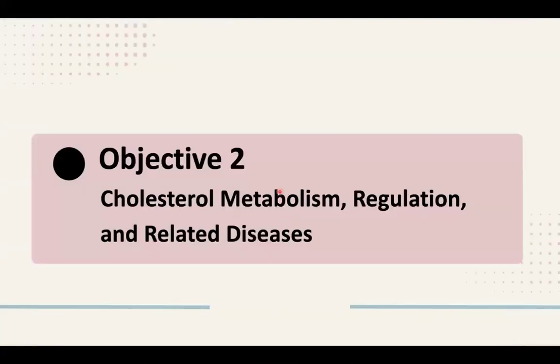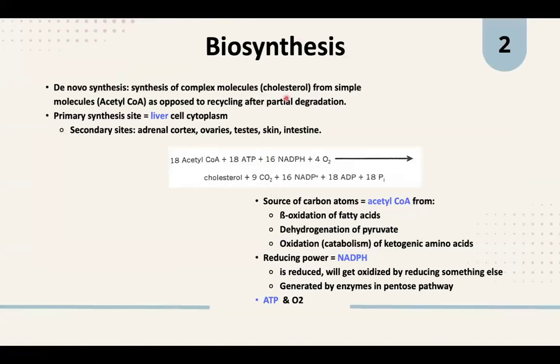All right. Next objective is going to talk about the cholesterol metabolism, regulation, and some related diseases. This part is pretty important, so I want you to focus. Okay, biosynthesis. So the definition of de novo synthesis is basically getting these small molecules and creating complex molecules from the small molecules. In our case, the complex molecule is cholesterol, and the simple molecule that we use is acetyl-CoA. So we get these acetyl-CoAs and we add them together to make cholesterol. Obviously, it's not that simple.